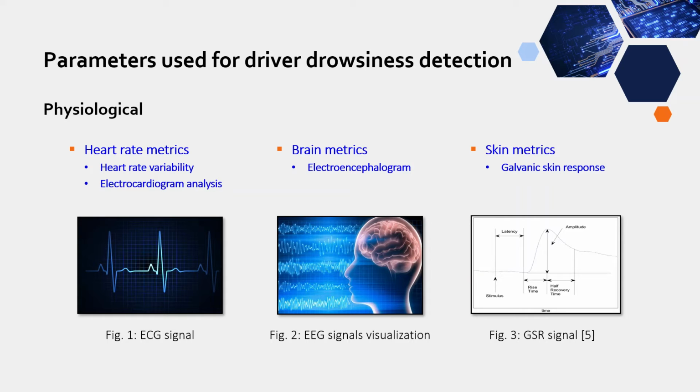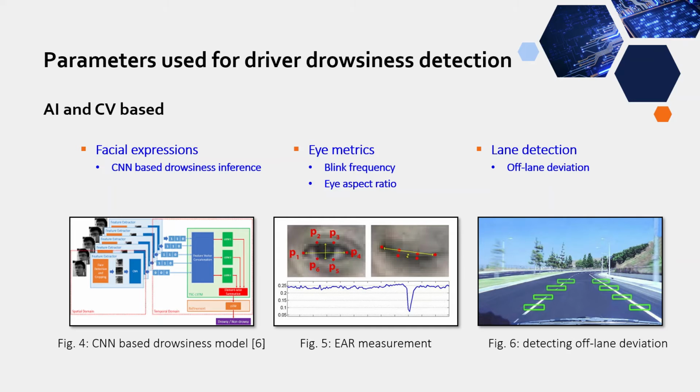We also have brain metrics such as EEG, the electroencephalogram, which when processed just like the ECG can give us insight into the sleepiness and/or drowsiness of a driver through their parasympathetic and sympathetic responses. We also have GSR, which is short for galvanic skin response, which is the measure of electrodermal activity in the human body.